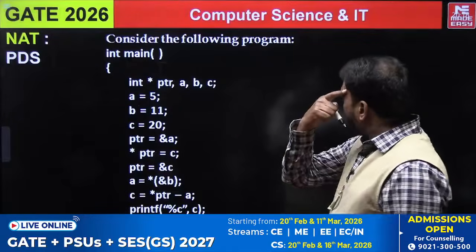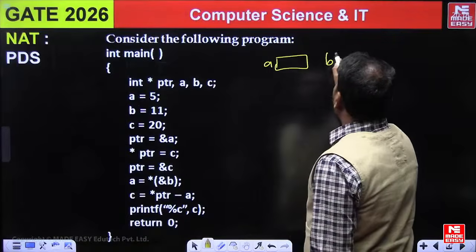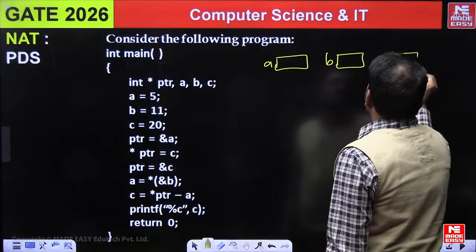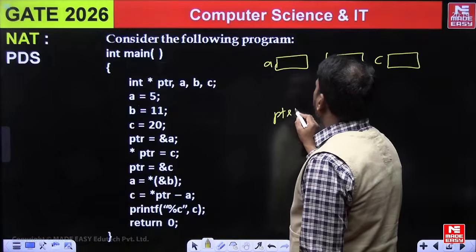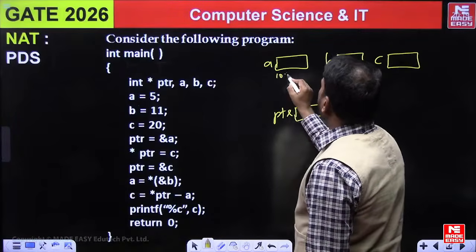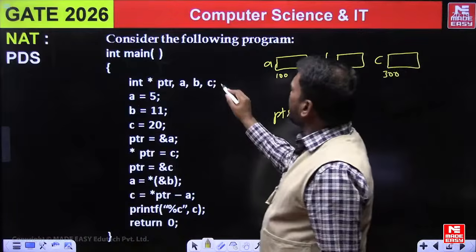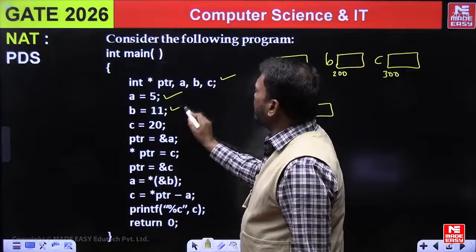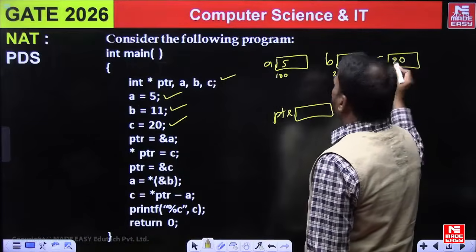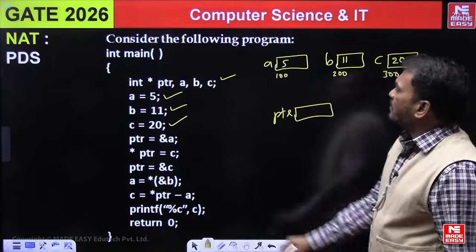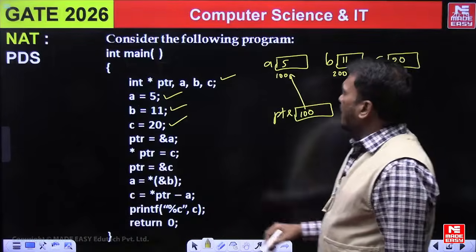So this is the question based on pointers. See this here. You are having 3 variables, A, B and C. Programming and data structure again. PTR is a pointer. Let's say this is having address 100, address 200, address 300. And A is 5, B is 11, C is 20. So PTR equal to address of A is 100. So this is pointing to this, and this is the first thing.